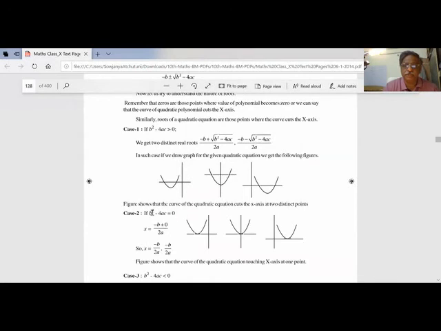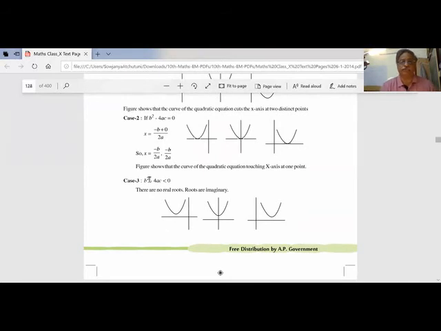If b square is 4ac, if b square minus 4ac is 0, then what? We have only one root. Both roots are equal, that is minus b by 2a. We have only one root, either negative, positive, or 0. If b square minus 4ac is less than 0, then the curve is not touching the x-axis. So there is no real root. Roots are imaginary. In the real field, there is no root. Let us understand this.